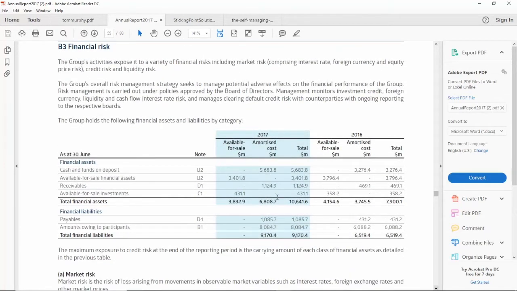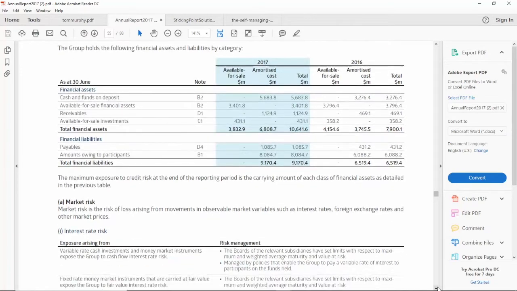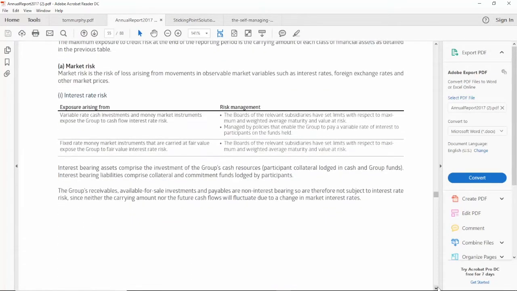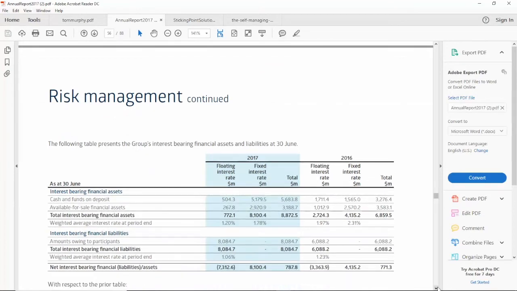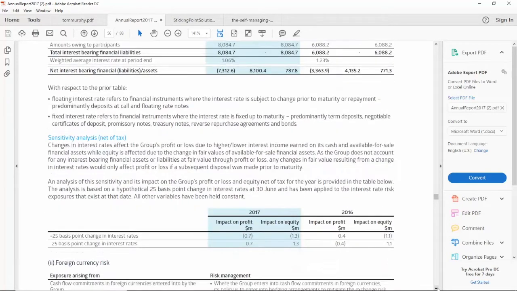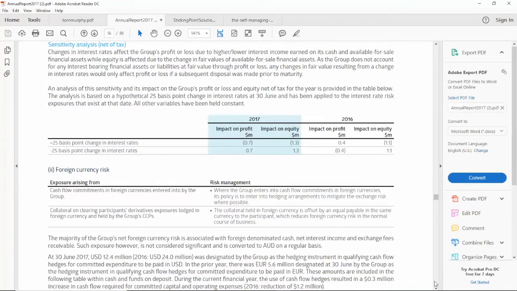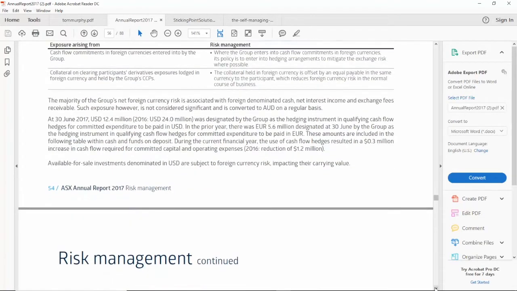Financial risk, again, same thing we just went over, just presented a little bit differently. Interest rate risk, they don't have hardly any debt, if my memory serves me correctly, so that has pretty much no bearing on their stuff. Again, they are earning hardly anything because they have to have this cash on hand short term. Sensitivity analysis, again, $0.7 million Australian dollars change either way. Again, no real interest rate risk.